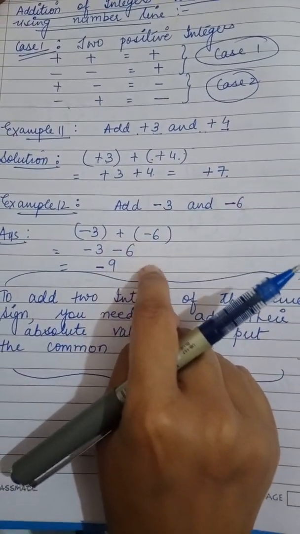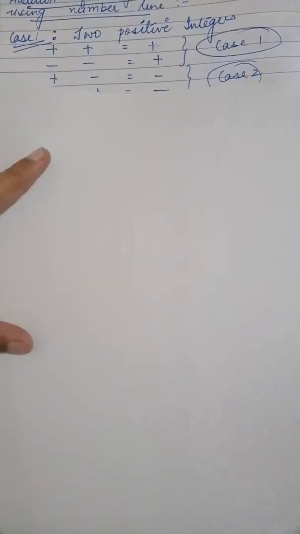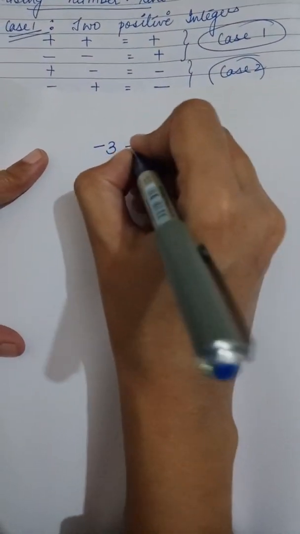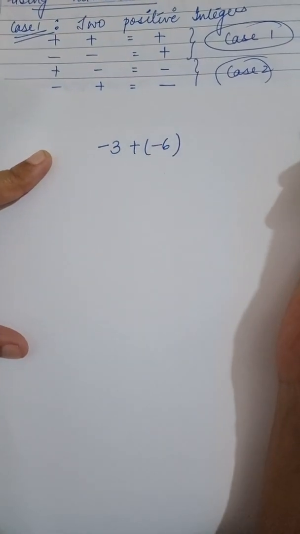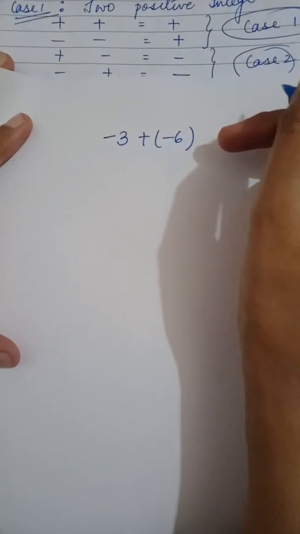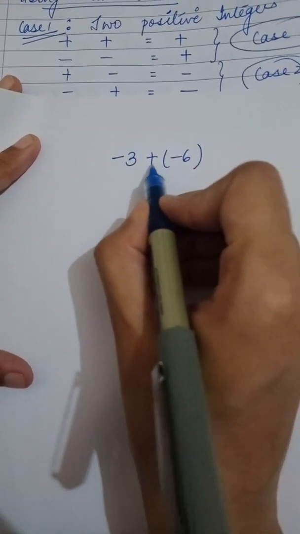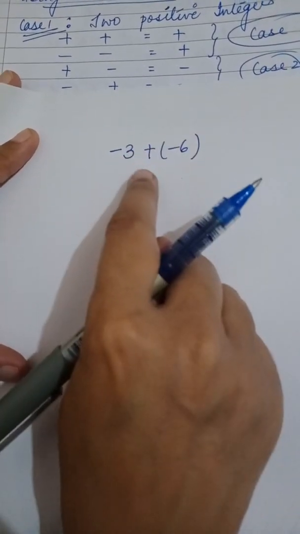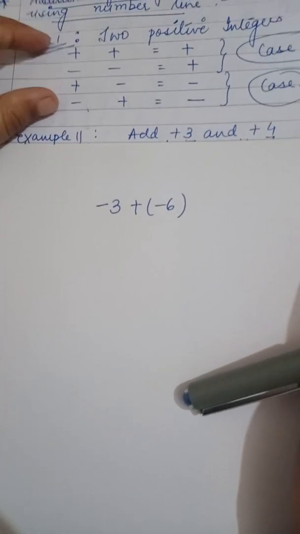Now how have I done this? See, I have to add minus 3 plus minus 6. Okay. Before starting with this, 2 signs cannot be together. And if 2 signs cannot be together, before that you have to see this.